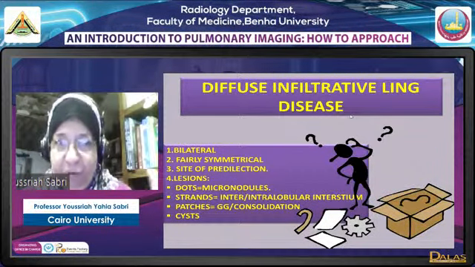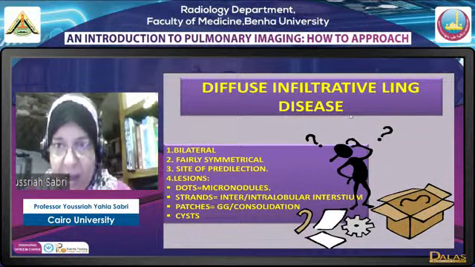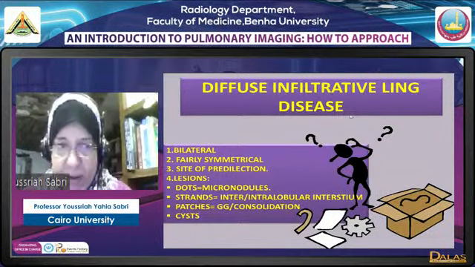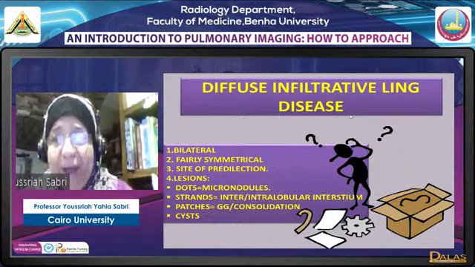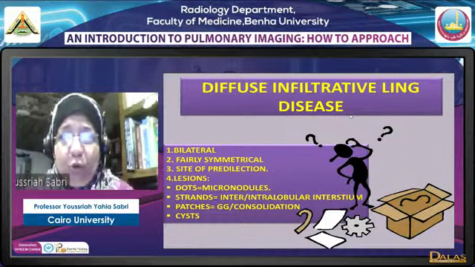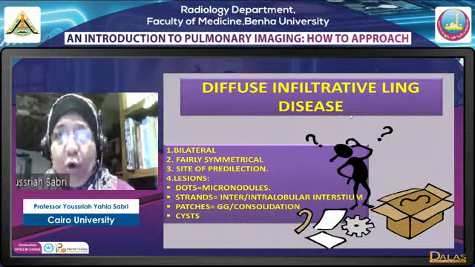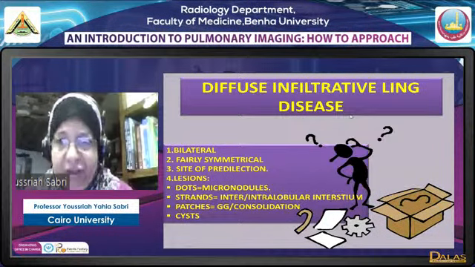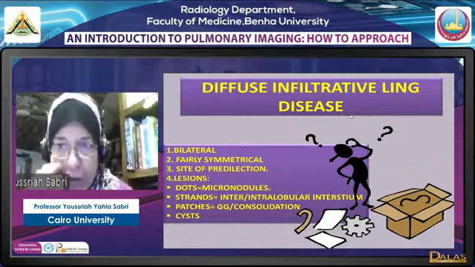First of all, bilaterality. I have to have a bilateral disease that is fairly symmetrical, and it has some site of predilection. It likes to be somewhere. It's more upper lobar, more lower lobar, more subpleural, more central, whatever. It has a site of predilection.